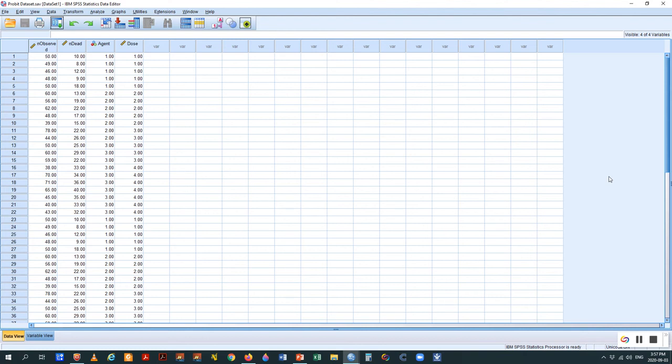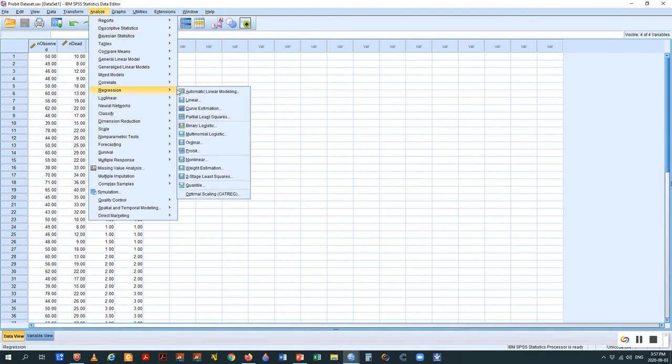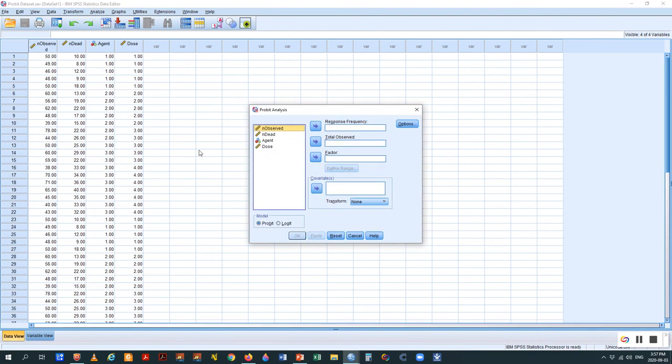So let's go ahead and run the Probit regression. So we go to Analyze, Regression, and here to Probit. Okay, so a various number of variables to insert. Response frequency is the dependent variable, and we're going to put in n dead. All right, these are the dependent variable where the effect occurs. The total observed is the population of the insects, those that are living and dead, and those are the n observed. The covariates are the independent variables. In this case, it's the dose of the insecticide. Okay, we're not going to do any transformations yet. We'll look at that later.